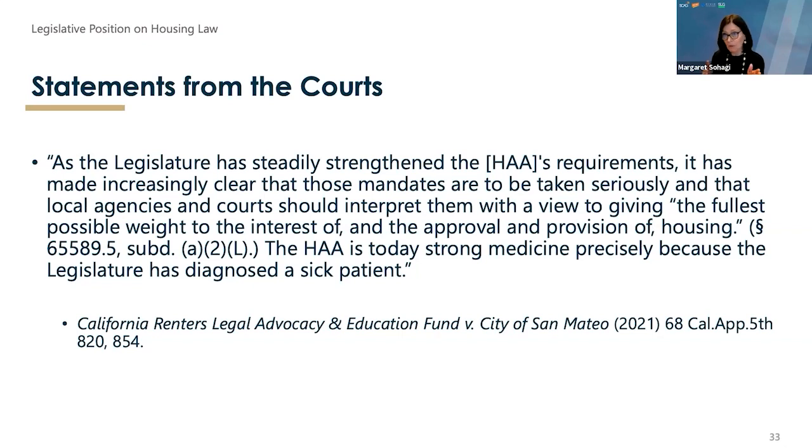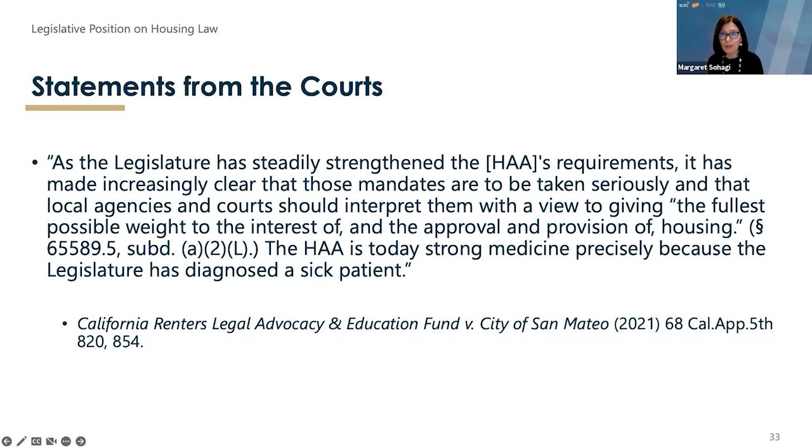In other words, when you walk in with a housing lawsuit, you are going to assume that the court is trying to apply the correct standards, but interpreting any gray areas with the idea of providing housing. And I think the last sentence is particularly telling. The Housing Accountability Act is today strong medicine precisely because the legislature has diagnosed a sick patient. I think that's poignant. I know a question came up earlier when we were discussing this quote amongst ourselves.